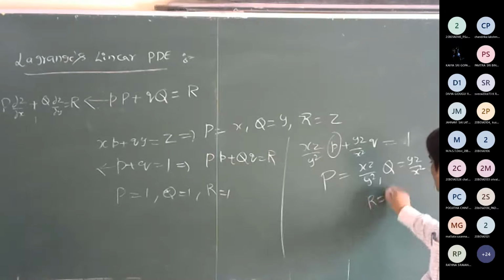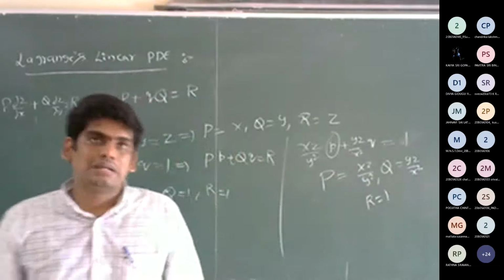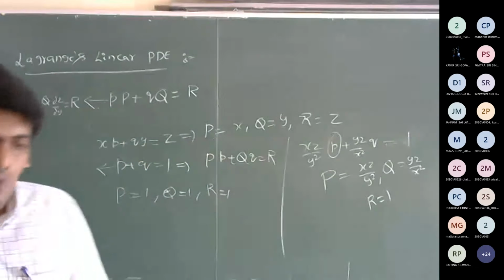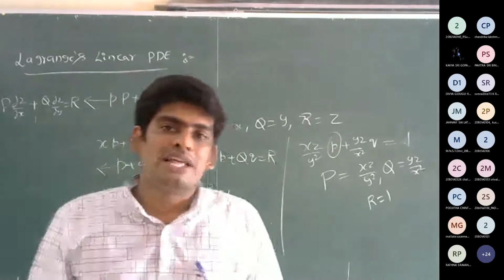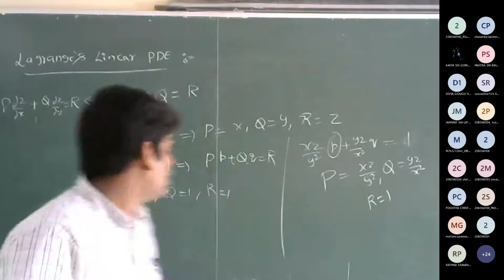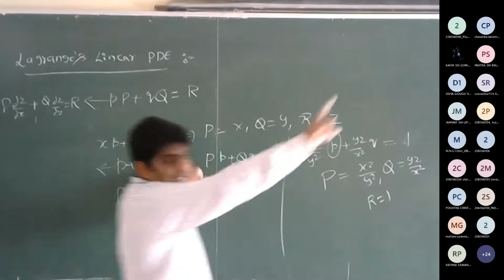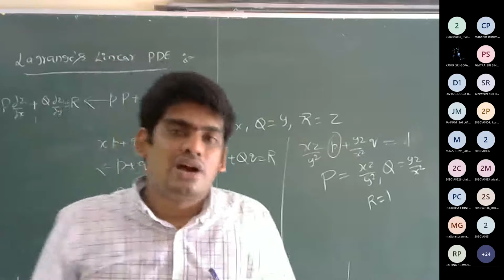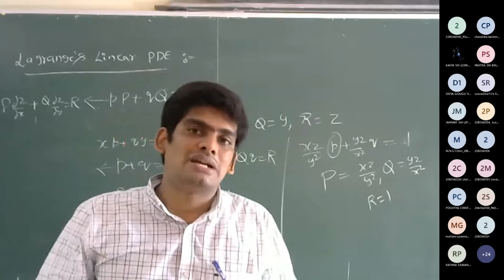What is capital R? Likewise, first we have to compare the given PDE with the standard notation Pp plus Qq is equal to R, and we have to identify what is capital P, what is capital Q, what is capital R. But you don't disturb the given PDE. Suppose if you multiply this one by y square or x square, you don't do that type of operations. So directly you have to compare the given PDE with the standard form, that is Pp plus Qq is equal to R. That form is called the Lagrange's form.